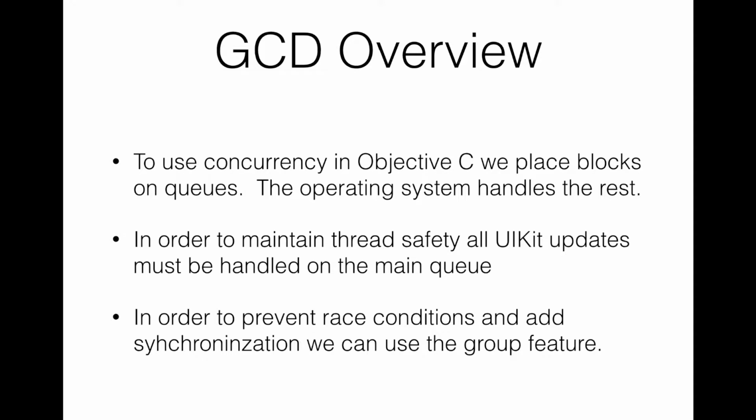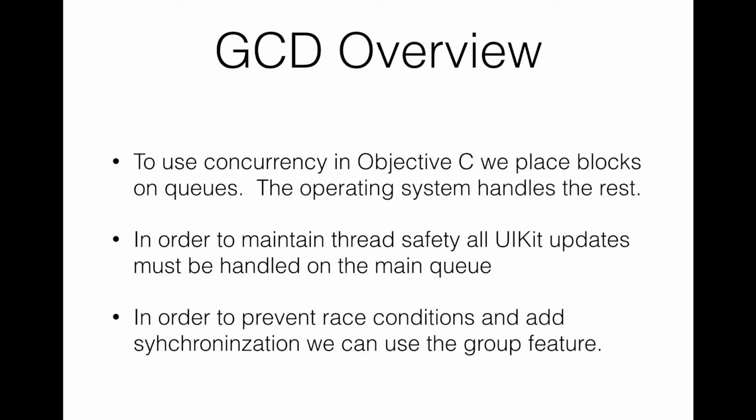To use concurrency in Objective-C, we place blocks on queues. The operating system handles the rest. In other words, all you have to do is decide which portions of code you want to execute concurrently, put them in blocks, and then place those blocks on the queue.